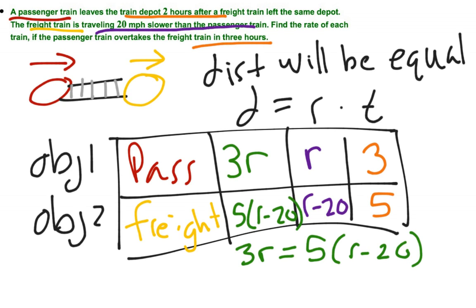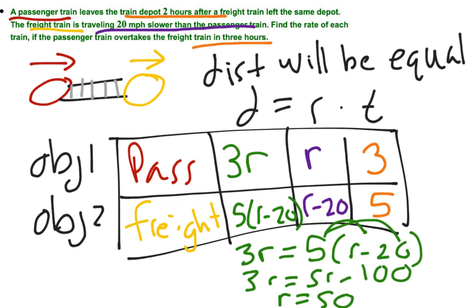This is one equation with one variable, which means I can solve it fairly easily. I get 3r equals, and now I have to do the distributive property, 5r minus 100, and I get r equals 50. So I know the passenger train is going at 50 miles per hour, and the freight train is moving 20 miles slower, which means that it's going at 30 miles per hour.